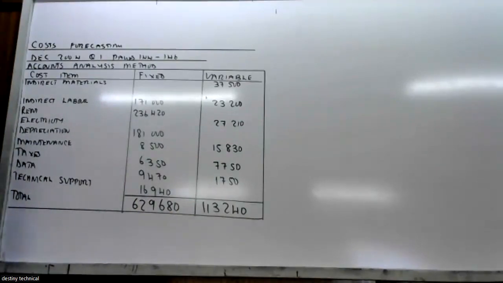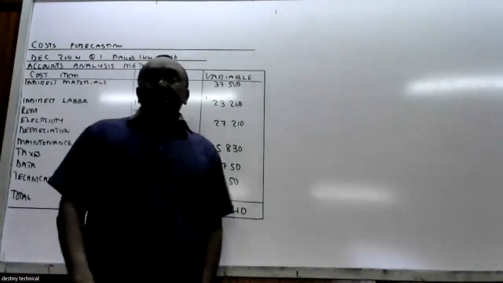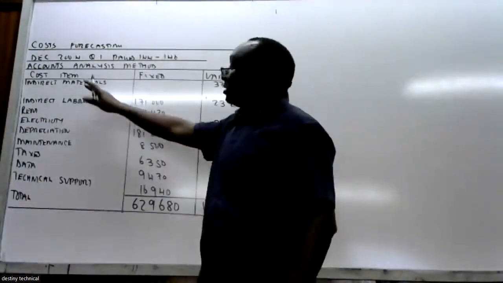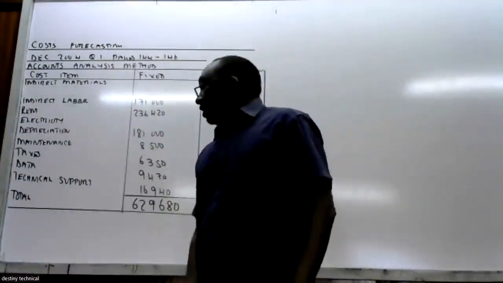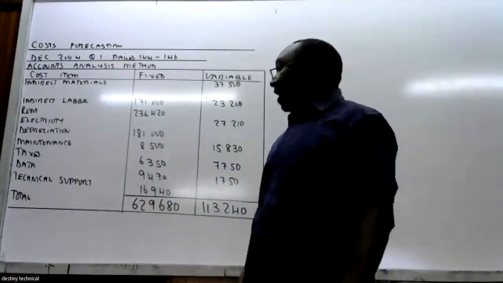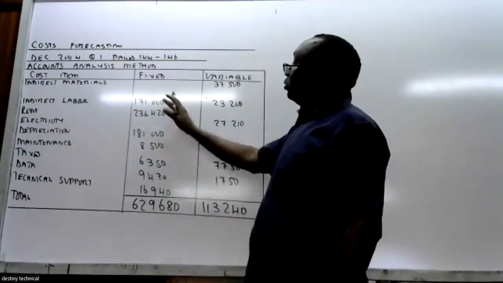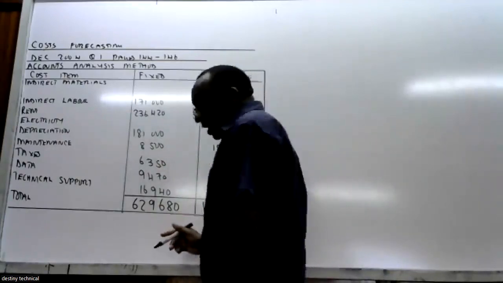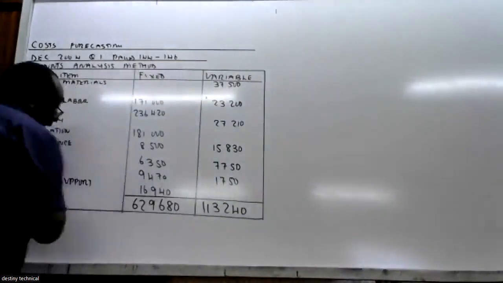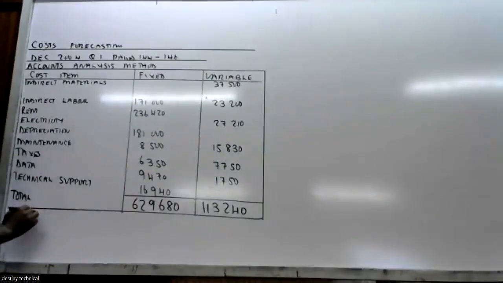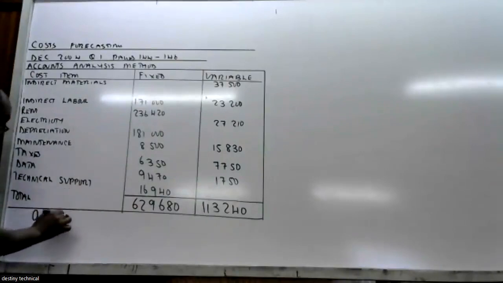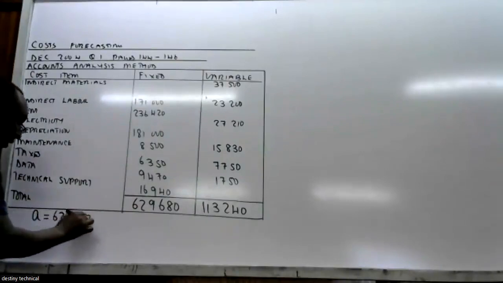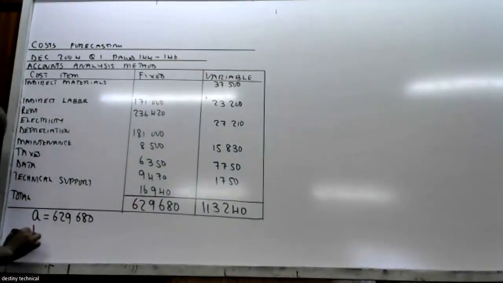So that is the first step with account analysis. You look at the cost items that you have, then you classify them into two: those which are fixed and those which are variable. Now from there, the next thing that you do is to come down here and say A is the fixed cost, which is 629,680, and B, which is the variable cost per unit.